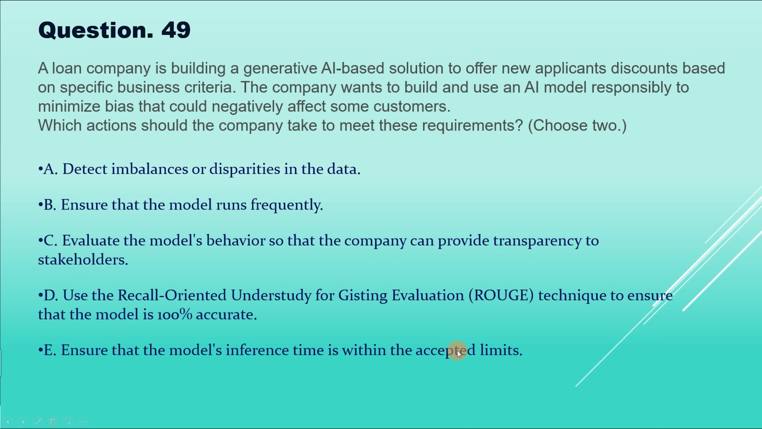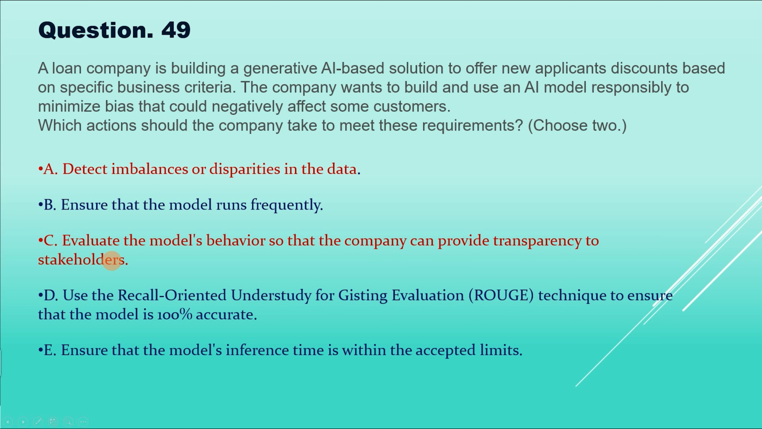And the correct answer here will be option A. Detect imbalances or disparities in the data. And option C. Evaluate the model's behavior so that the company can provide transparency to stakeholders. Option B is not correct here because frequent model runs don't address bias or responsible AI. Option D, ROUGE, is not correct here because it is used for text summarization evaluation, not lending decisions. And option E is wrong here because inference time is about performance, not fairness or responsibility. So option A and option C are correct here.